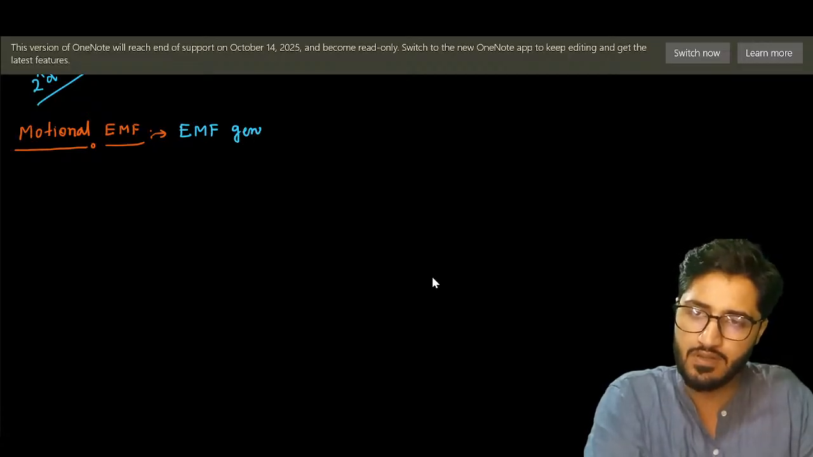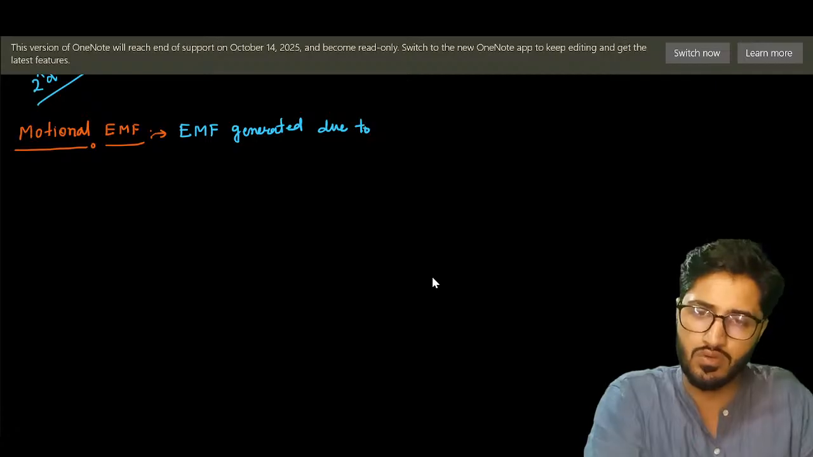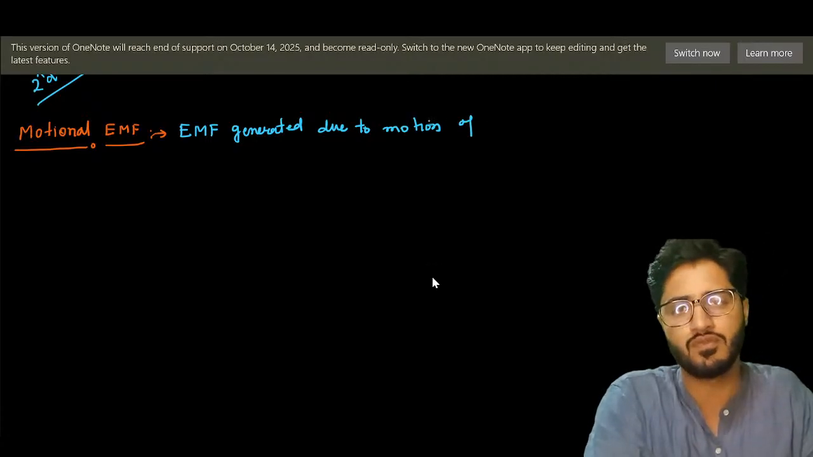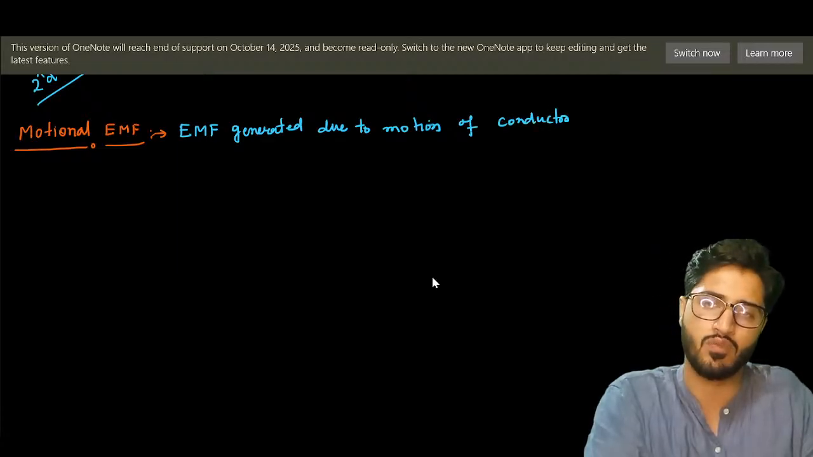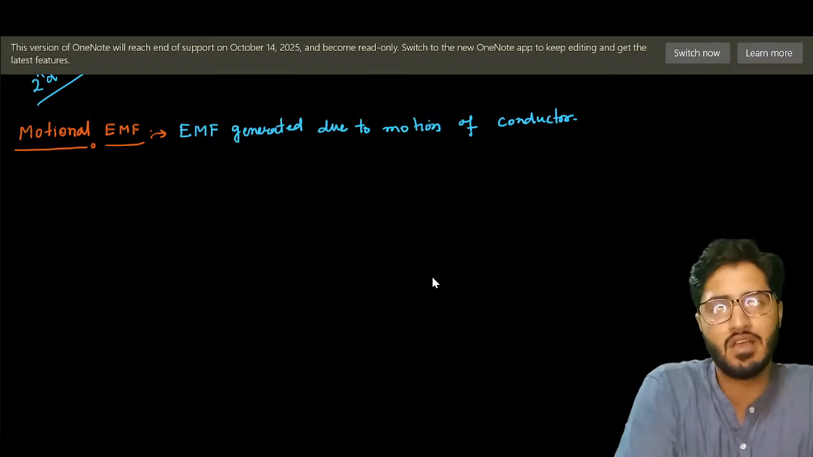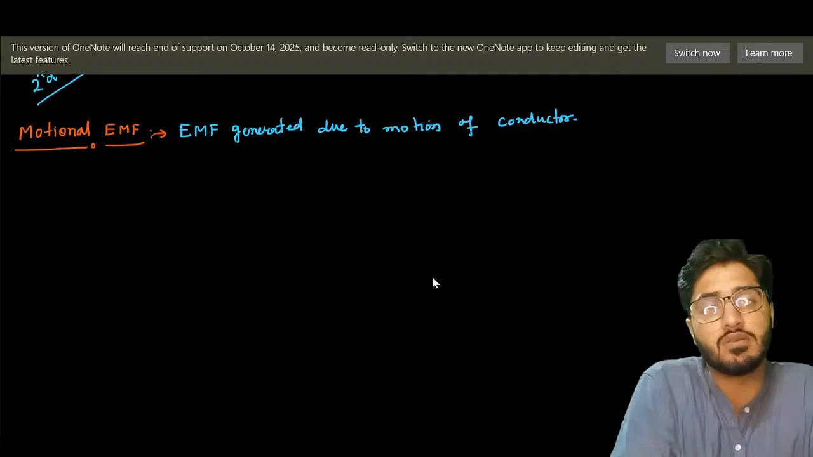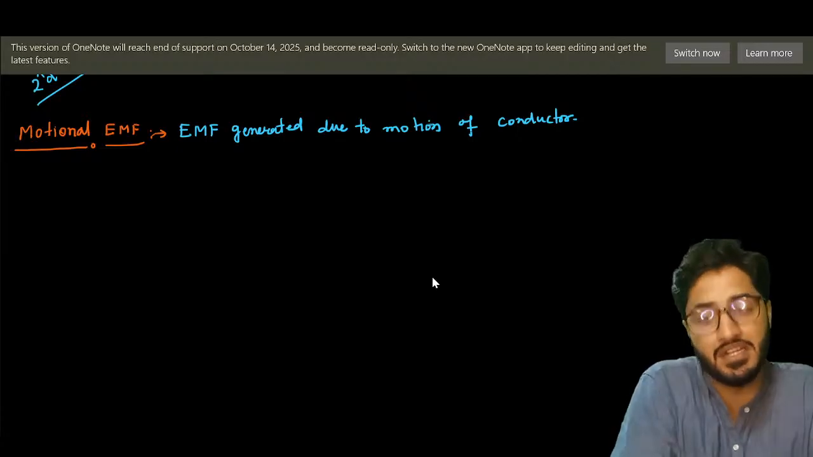EMF generated due to motion of conductor. So we are having a conductor and my conductor is in motion. Due to this particular motion of my conductor in my magnetic field, we are getting the EMF generated.